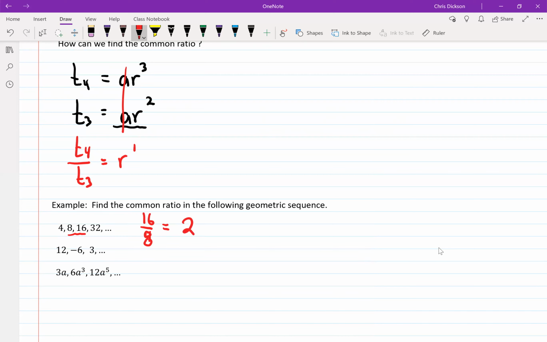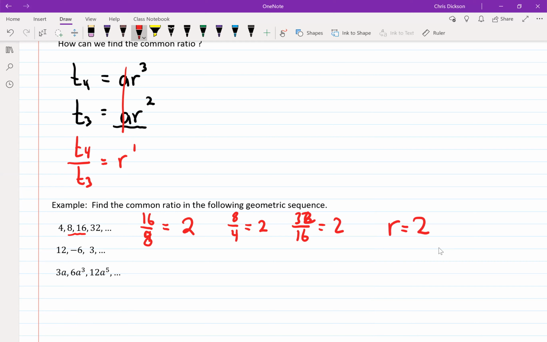And of course, if I picked any other pair right next to each other, so 8 divided by 4, that would be 2. And if I did 32 divided by 16, that would also be 2. So we can see that the common ratio is the same here, which is why this is a geometric sequence. Every term is being multiplied by 2. So we would say the R value here is 2.